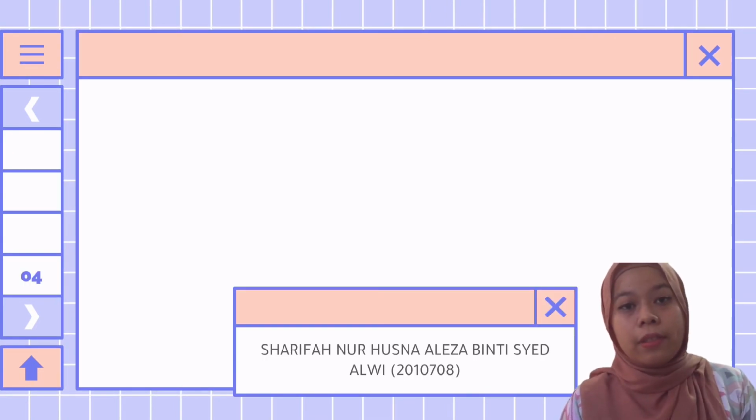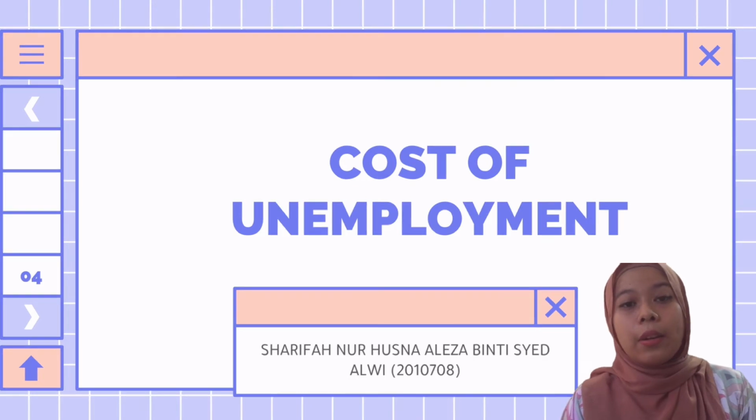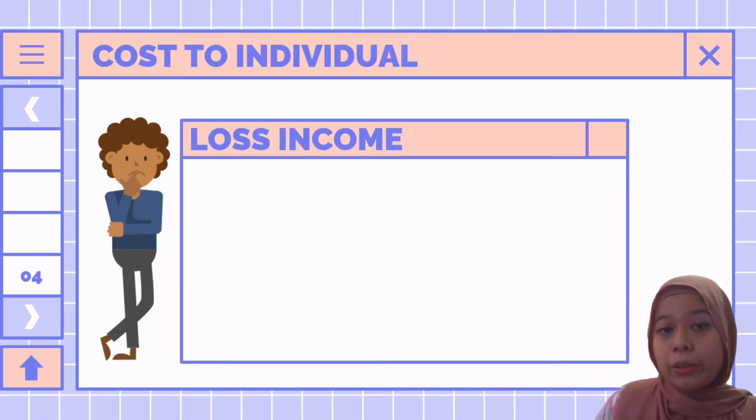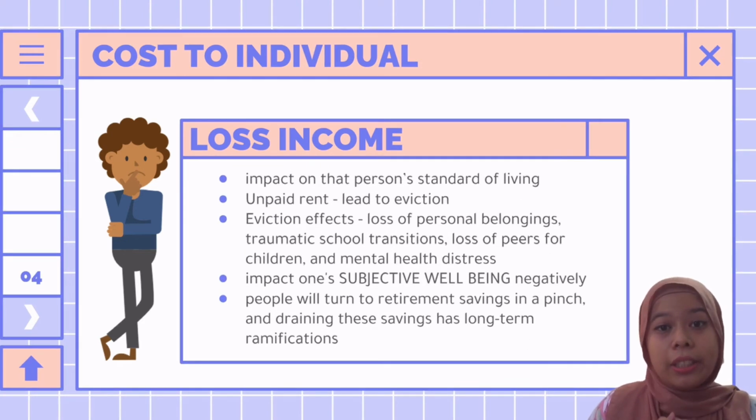My name is Sharifah with metric number 2010708. We present about the cost of unemployment. Costs of unemployment are divided into three, which are cost to the individual, society, and country.